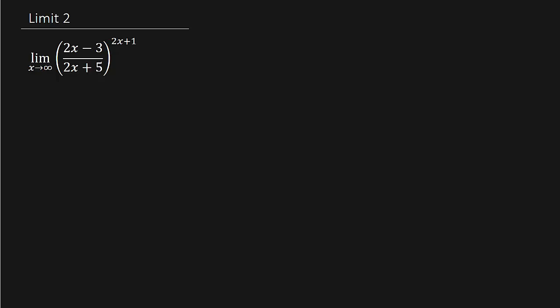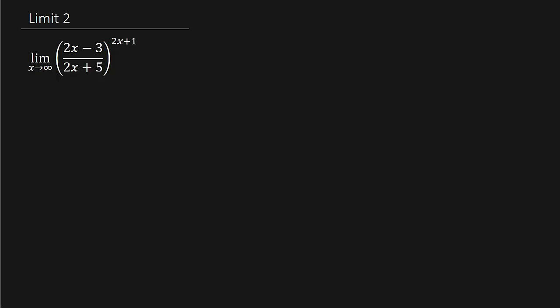Back for another video. All right, so this one we're gonna find this limit here. It's the limit of (2x minus 3) over (2x plus 5), raised to the 2x plus 1, and we're taking the limit as x goes to infinity.